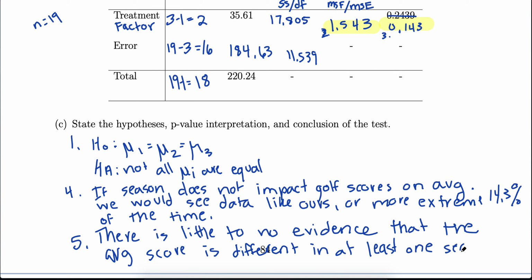And you could word this several different ways. You could say something like, there's little to no evidence that not all seasons have the same, or that there's a difference in scores or something. You can word that last part differently. As long as you're not saying every single one is different, you're just saying there's a difference somewhere.